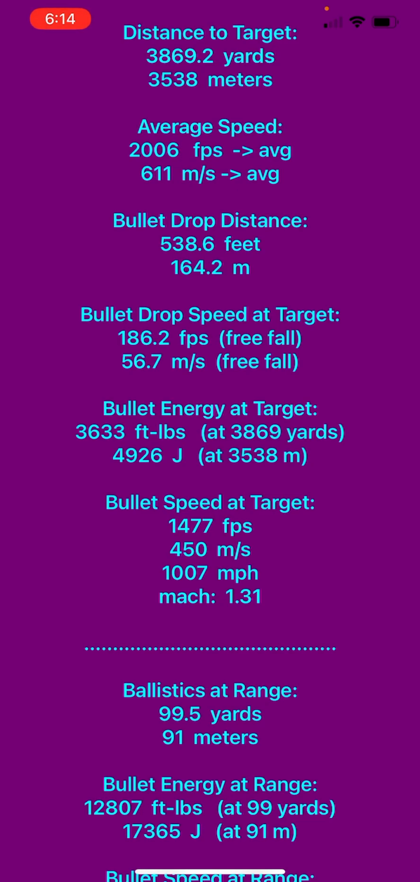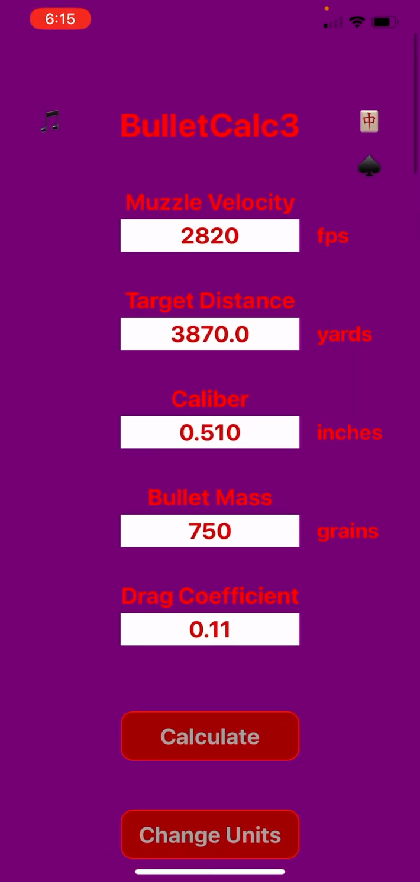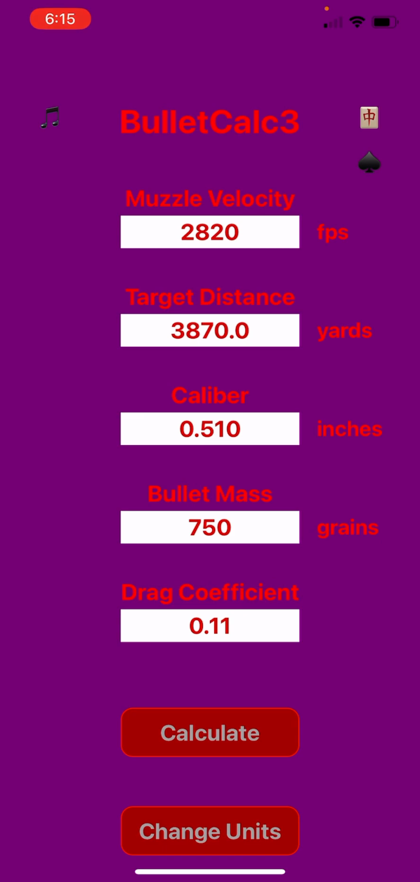And then the last one is the bullet speed at the target, and we give you different units: feet per second, meters per second, miles per hour, and also the Mach number. So it's a very nice feature of BulletCalc3. That's just a quick overview. We'll go over more items in the next video.